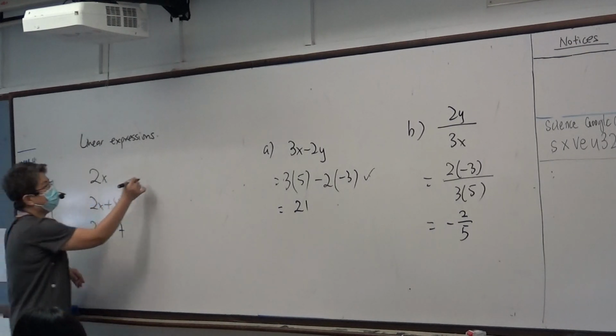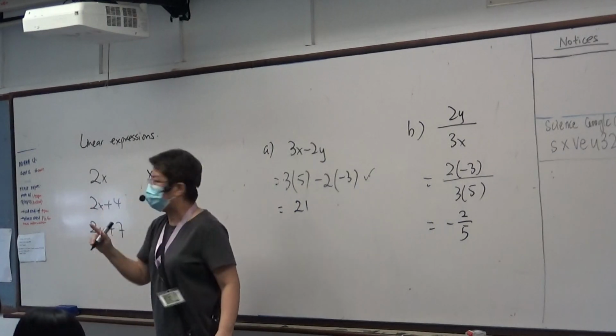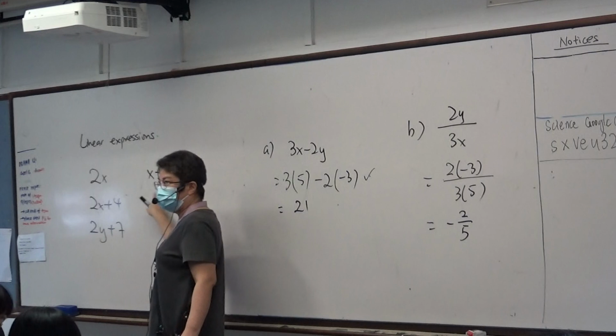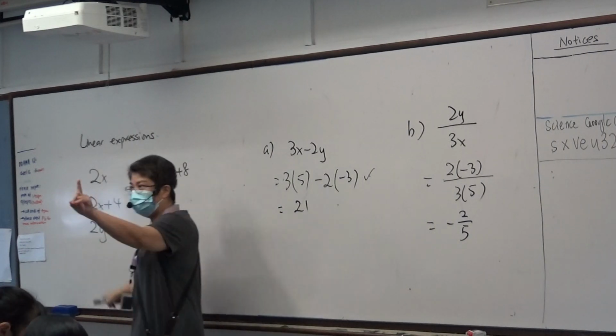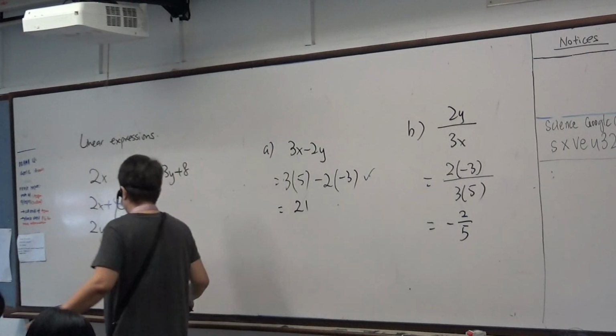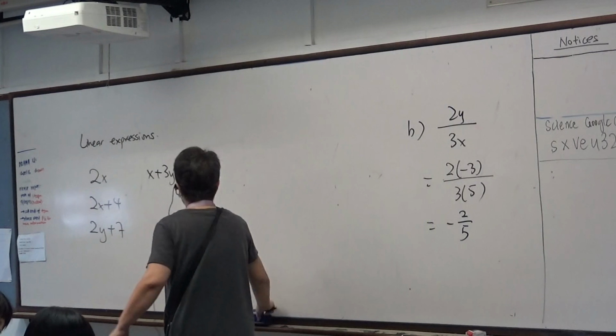Okay, what about this one? x plus 3y plus 8. This is also linear. Can you see? Power 1, power 1. But I have 2 variables, that's all. All these others are in 1 variable, that means only 1 unknown. Understand? Now, what do you mean by non-linear? Let me give you an example of non-linear.